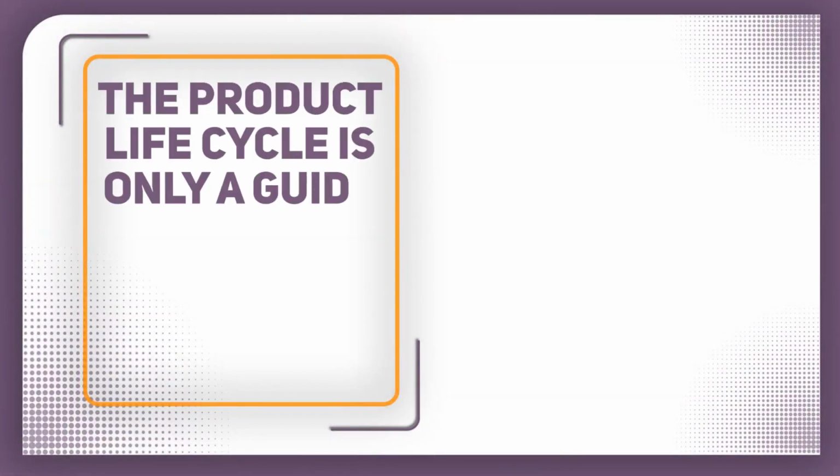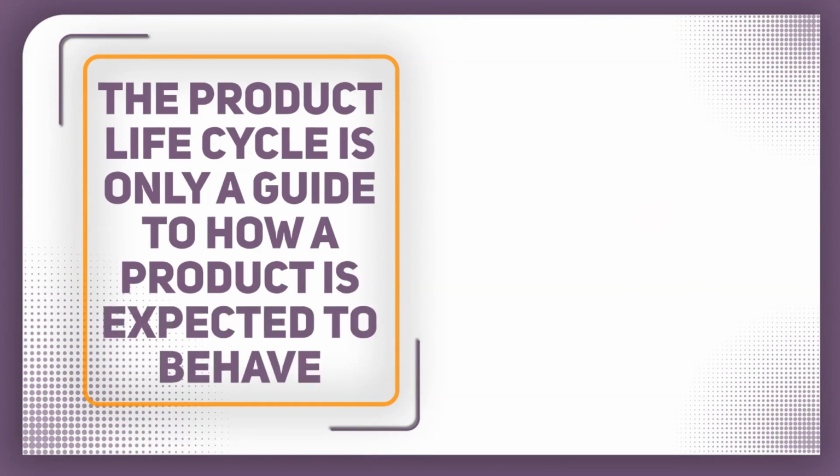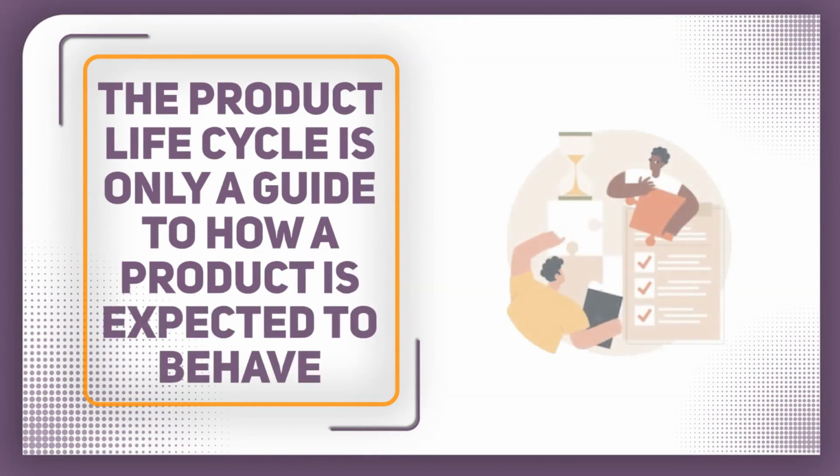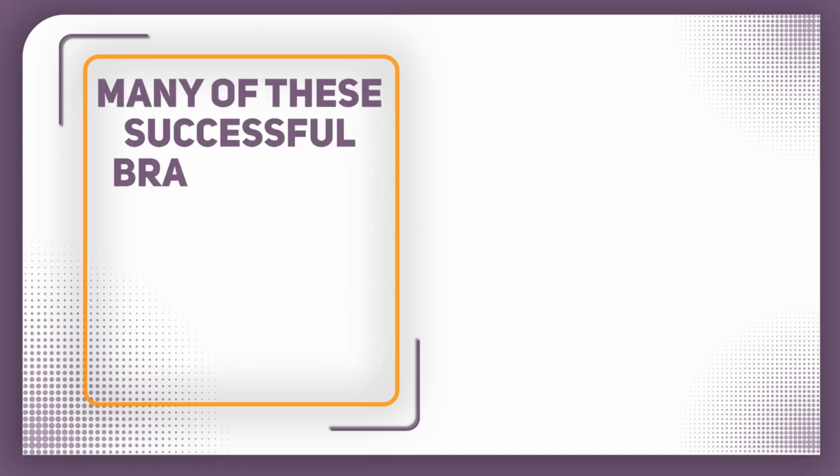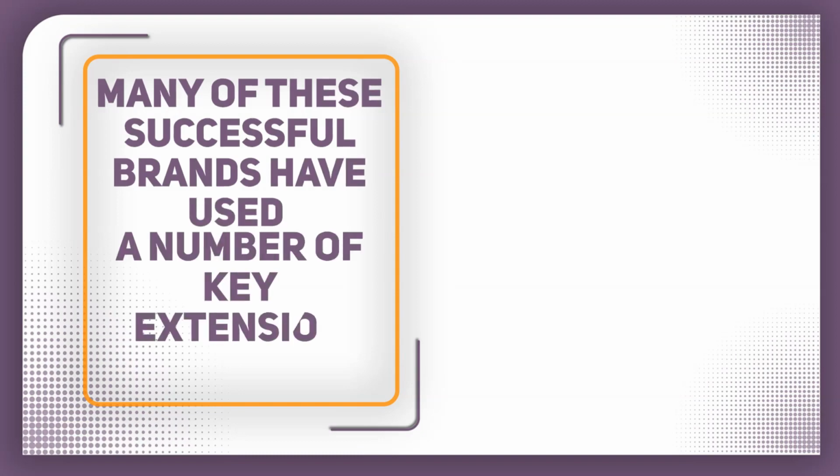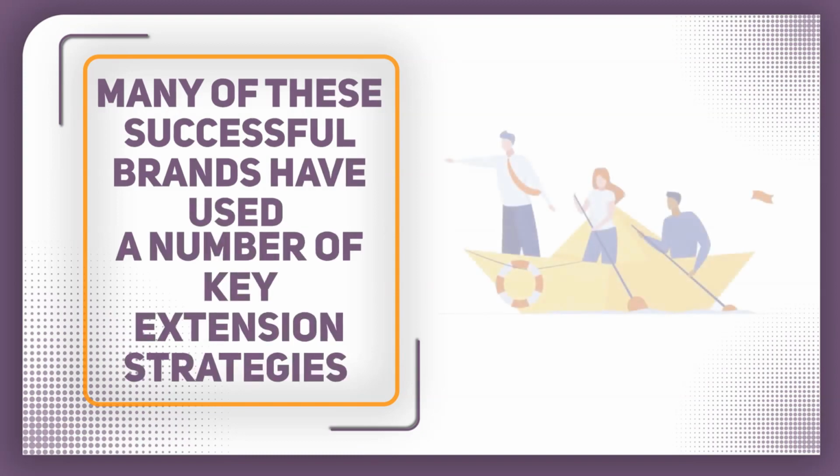It is important to remember that the product life cycle is only a guide to how a product is expected to behave in the market, and there are many examples of products which remain in the maturity phase for much longer than others, such as Coca-Cola, the Big Mac, or Cadbury's Dairy Milk Chocolate. Many of these successful brands have used a number of key extension strategies we are about to look at to prolong the lives of their products.